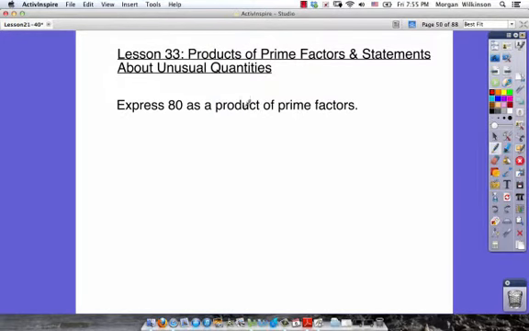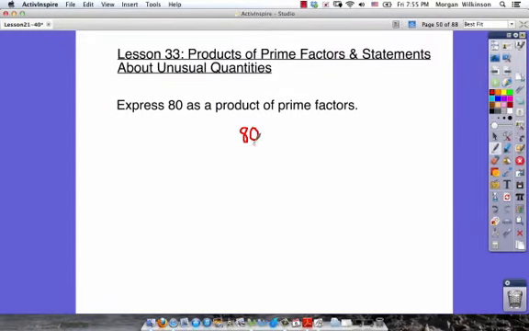Lesson number 33 is about products of prime numbers and statements about unusual quantities, and we'll figure out what that means after we go through products of prime factors. Our first problem is to express 80 as a product of prime factors. So we want to figure out which prime numbers we can multiply together in order to get a product of 80. In order to do that, we can use a factor tree.